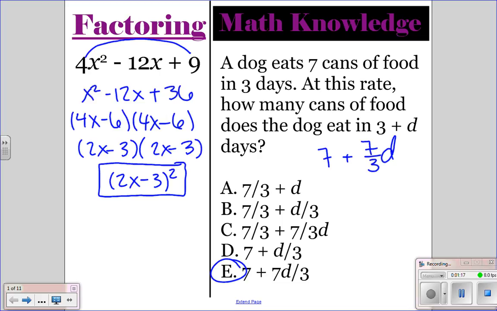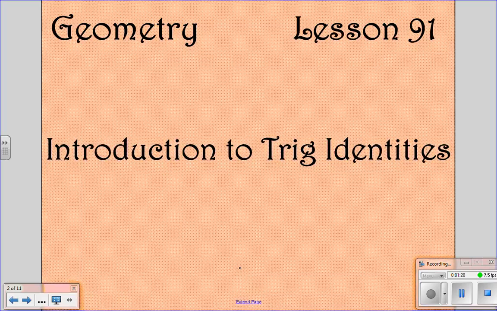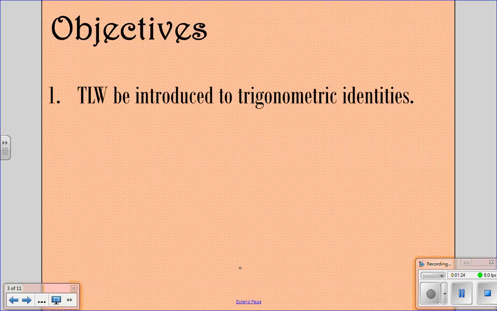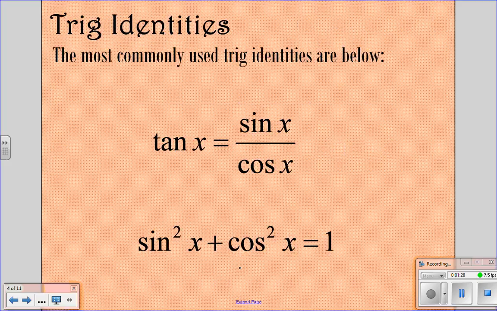Okay, so we are looking at lesson 91 today. We are looking at introduction to trig identities. So hopefully after this lesson, you'll understand your trig identities. There are 2 that we are going to focus on this year. Next year, whenever we do pre-cal, we're going to have a lot more to do with trig identities, but this year, all we're going to really focus on are these 2.